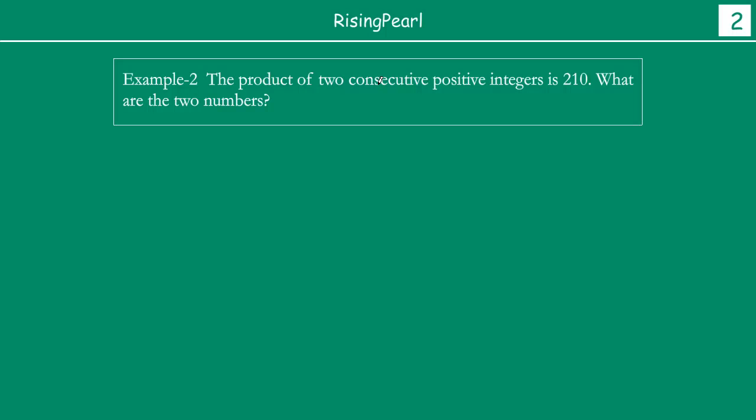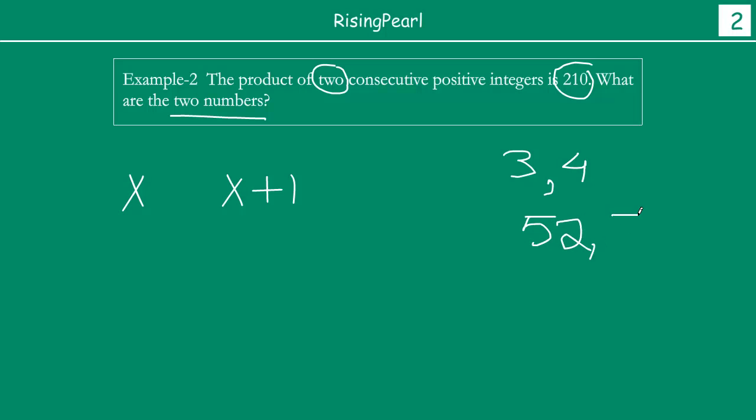The product of two consecutive numbers is 210. What are the two numbers? If you think the first number is X, the second number must be X plus 1, because they are consecutive numbers. So 3 and 4 are consecutive numbers, and similarly 52 and 53. Basically the difference is 1. Some of you can say that the second number could be X minus 1, and that will be equally correct as well.